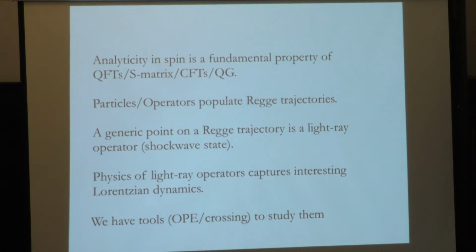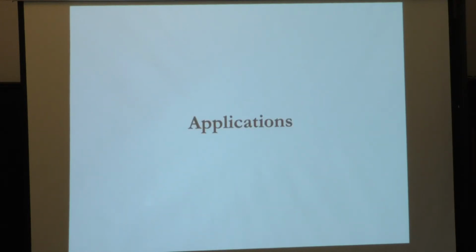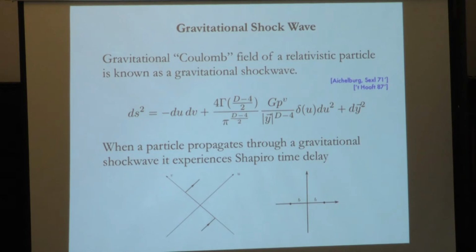Yes, this dynamics of light-ray operators captures interesting Lorentzian dynamics, which are otherwise hard to access from Euclidean. And so I described some tools to study them. Now let me describe two applications. First, consider a gravitational shock wave. What is this? It's an exact solution of Einstein theory, which is a Coulomb field of a relativistic particle. That's its form. When a particle propagates through a gravitational shock wave, it experiences a Shapiro time delay. It's the same effect as when you send a radio signal to Mars and back.